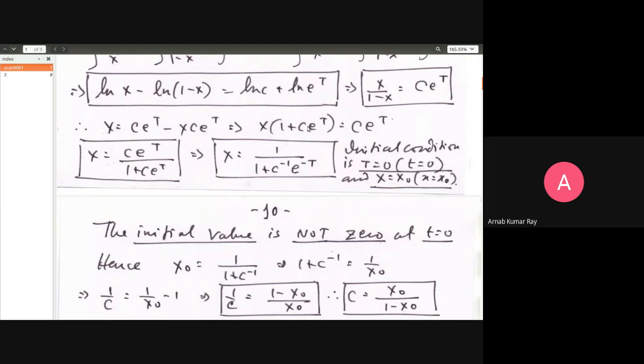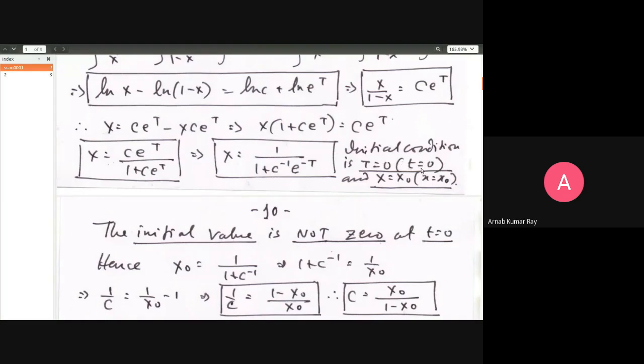So capital X into 1 plus C into e raised to t is equal to C into e raised to t. Therefore, capital X is equal to C into e raised to t divided by 1 plus C into e raised to t. Well, I can write this thing, I mean, I just divided this equation by C, or multiplied this equation with C raised to minus 1, e raised to minus t. This will give this thing as 1. This will be C raised to minus 1, e raised to minus t, and this will be 1. Anyway, so that is what you have.